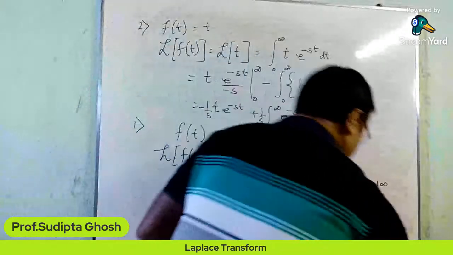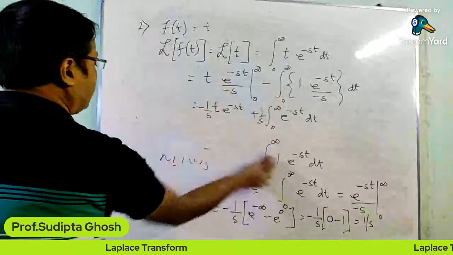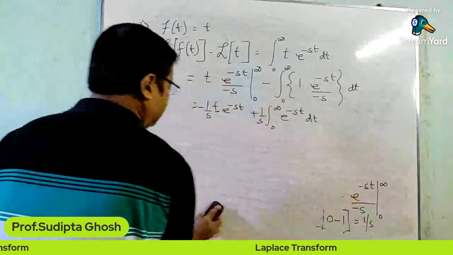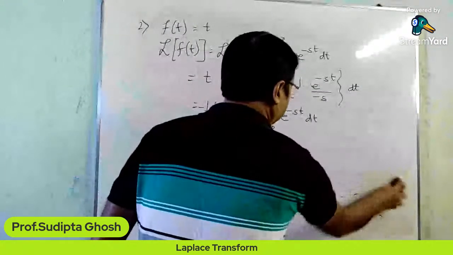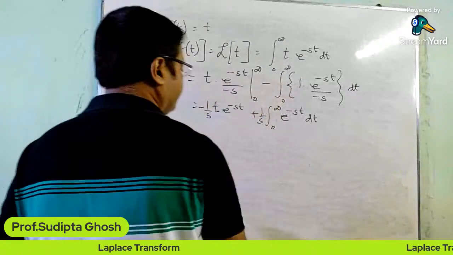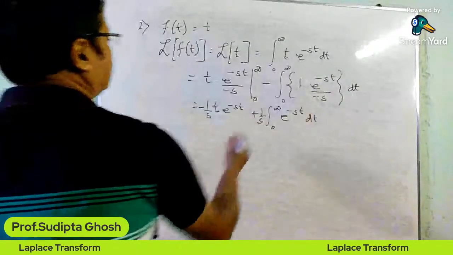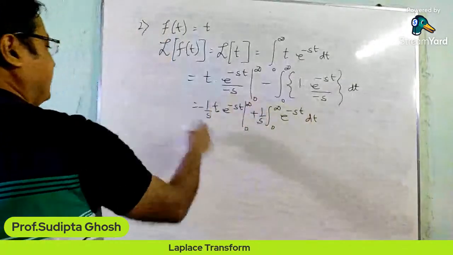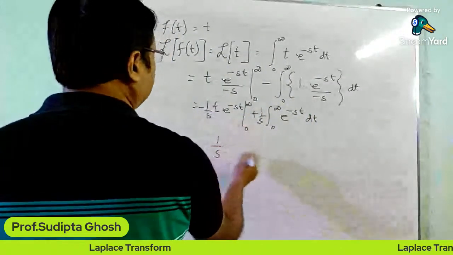Let's omit this problem number 1 and then simplify. Putting the value of the limit, 0 to infinity, it will give us 0, so we are left with 1 by s.